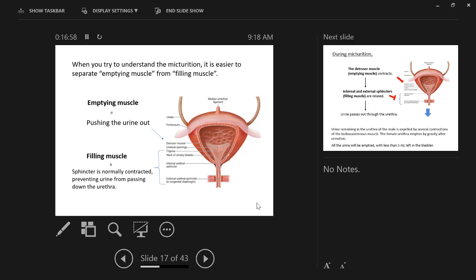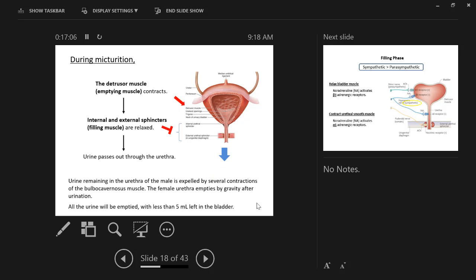So preventing urine from passing down the urethra, but if it's necessary, those muscles are relaxed and then urine comes out. So if you think about it, that's easier to understand. For example, during micturition, once again, the detrusor muscle contracts and squeezes out the urine. And then those sphincters are relaxed. That way, urine passes out through the urethra.